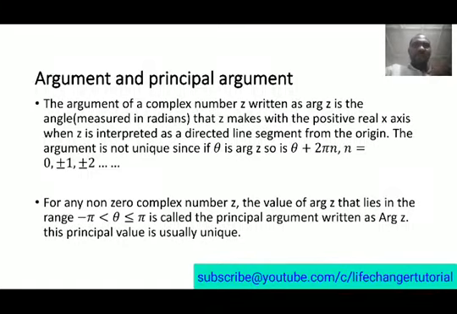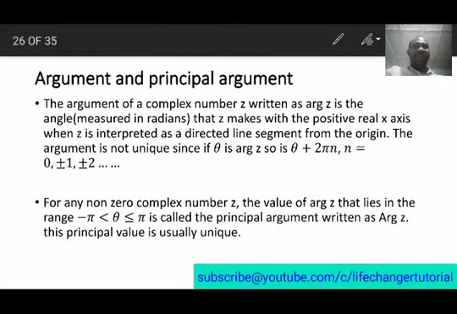Okay, the next thing we're going to look at is argument and principal argument. So we start with the first definition. Argument. The argument of a complex number z, written as arg z, is the angle measured in radians that z makes with the positive real x-axis, when z is interpreted as a directed line segment from the origin. I'm going to explain that.